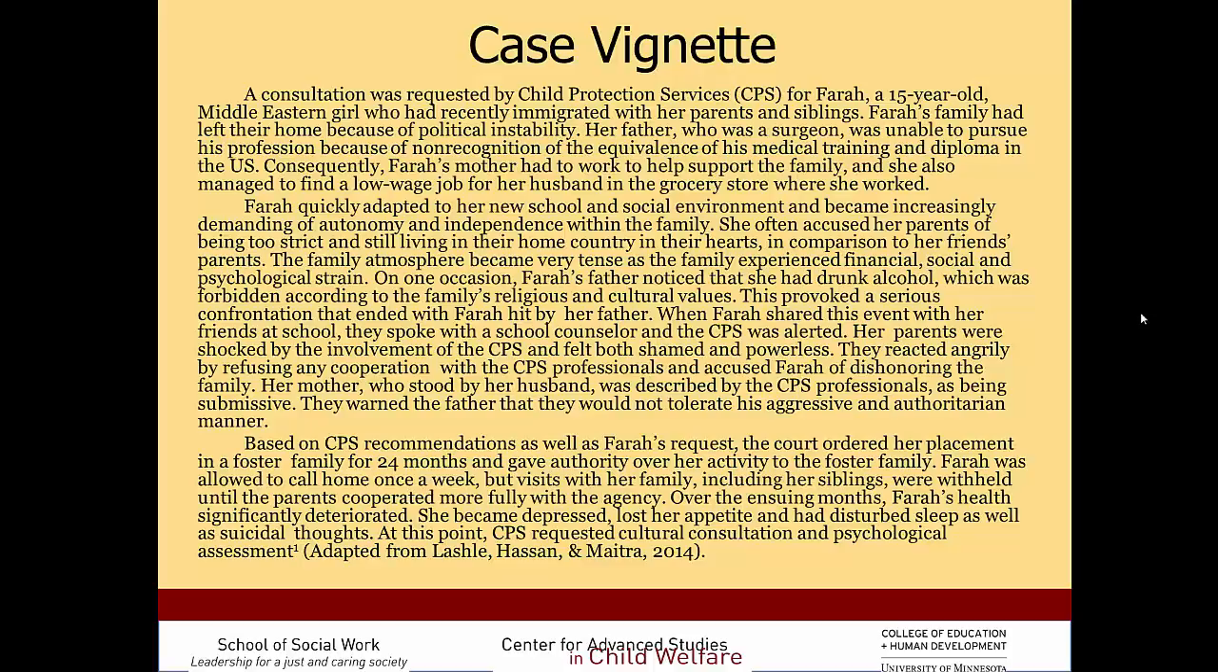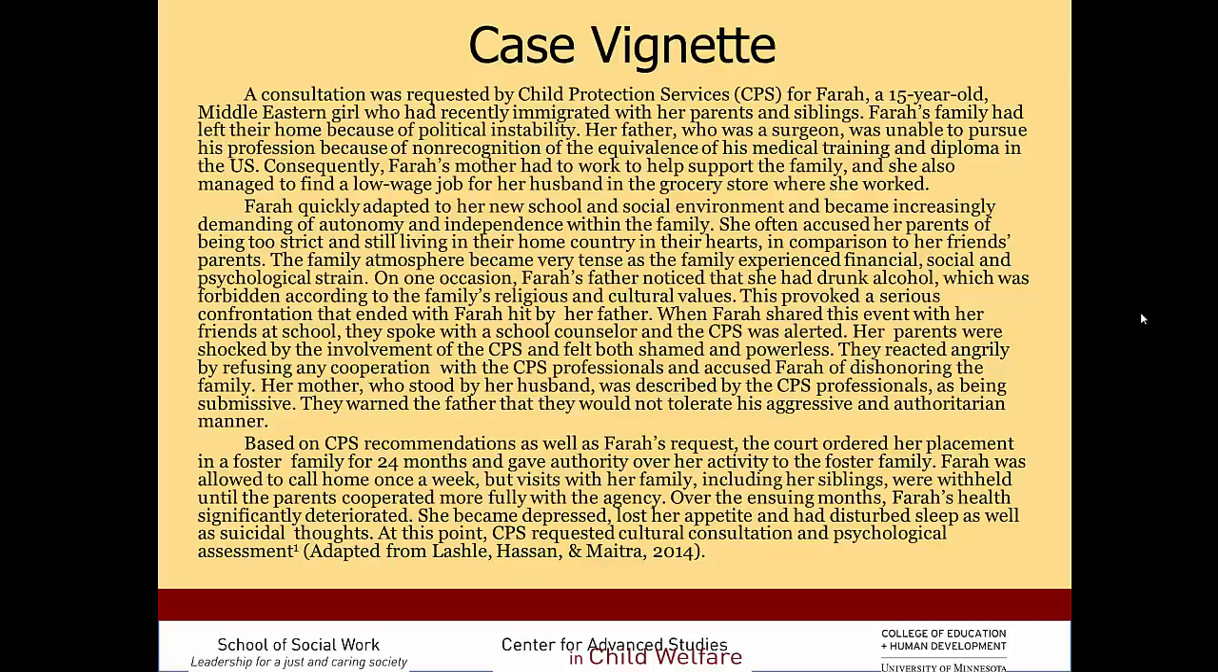On one occasion, Farah's father noticed that she had drunk alcohol, which was forbidden according to the family's religion and cultural values. This provoked a serious confrontation that ended with Farah being hit by her father. When Farah shared this event with her friends at school, they spoke with a school counselor, and CPS was alerted.